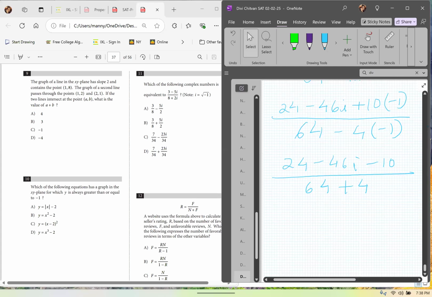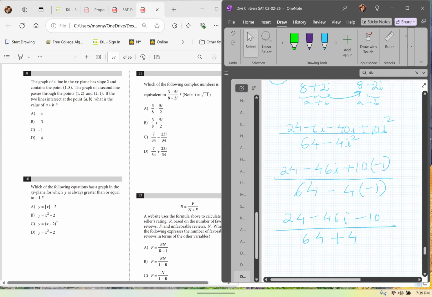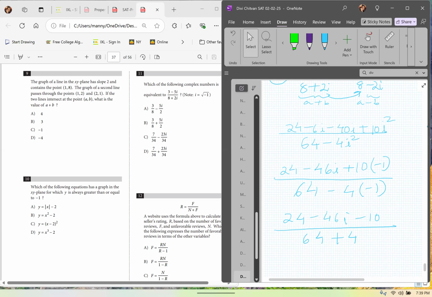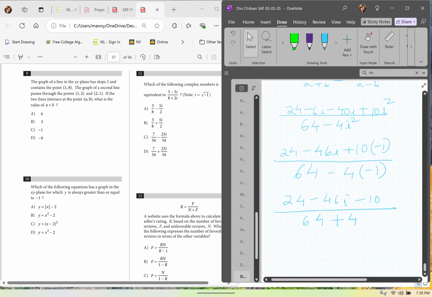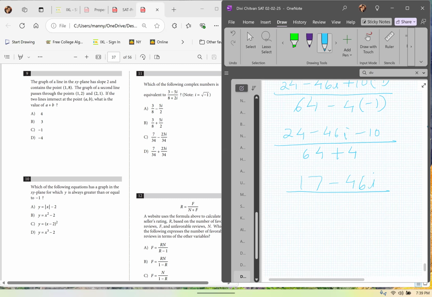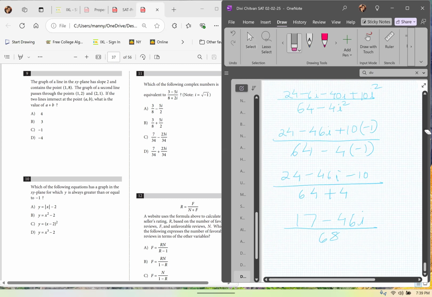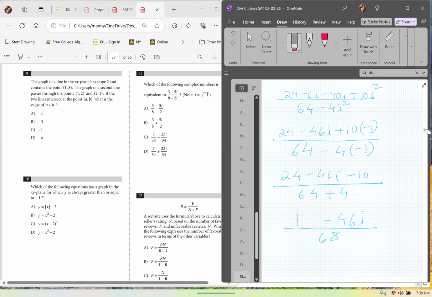So when you put things together now, did I lose something? I think I lost something. Oh, no, that's fine. So then when you do that, you have 14 minus 46i. At the bottom, you have 68. Is it 68? Yeah. 64 plus 4. Oh, this is 14. That's why I was thinking something was wrong there. There you go. 24 minus 10 is 14.